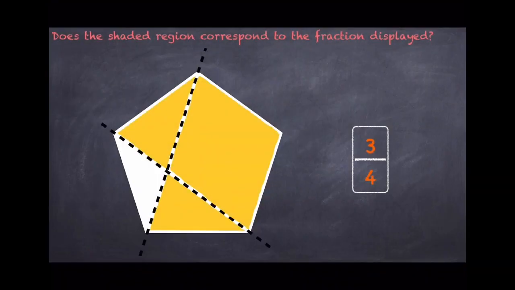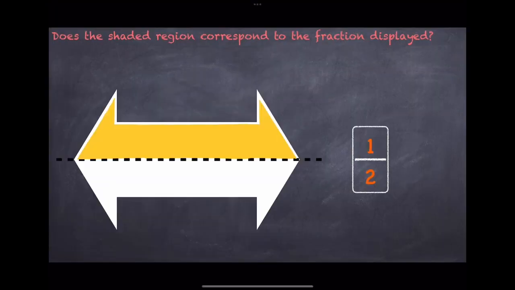What about this, children? Once again, the figure is not divided into equal parts, so we cannot denote it as 3 by 4. Can you tell me whether the shaded region can be denoted as 1 by 2? Yes, we can clearly observe that the figure has been divided into 2 equal parts and 1 part has been shaded out of 2 parts. So, it can be denoted as 1 by 2.